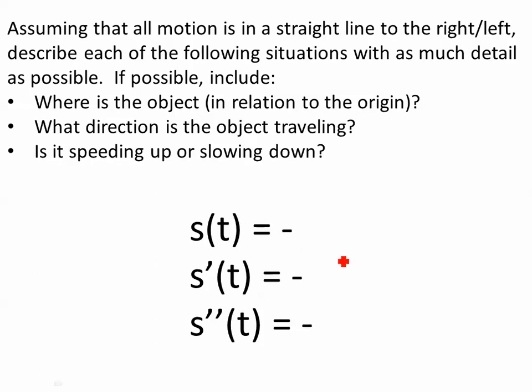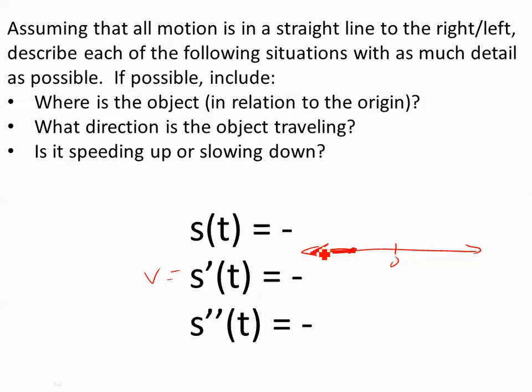One more, maybe two more. Let's see what we can do. So here we go. s of t is negative. Everything's negative. So s of t being negative just means that I'm over to the left. Doesn't mean anything else. s prime of t, that's the velocity. And a negative velocity means that I am moving to the left.